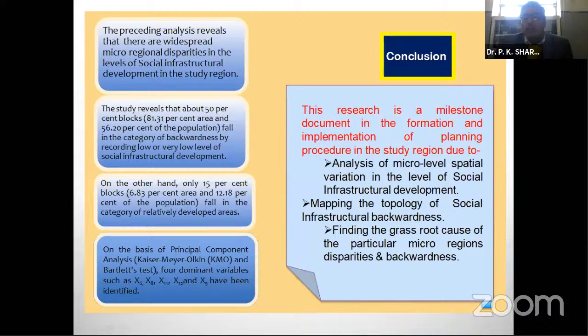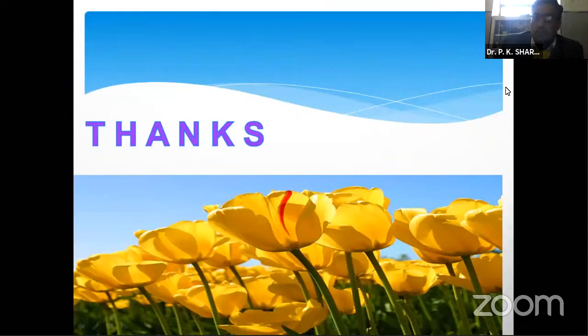And this research is a milestone document for the formation of planning procedure, because of the analysis of micro-level spatial variation in the level of socio-infrastructure development, mapping the topology of social infrastructure backwardness, and finding the grassroots causes for the particular micro-regional disparities and backwardness. And thanks.